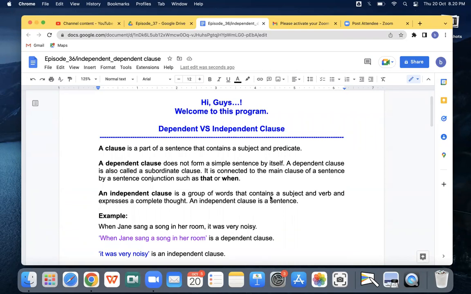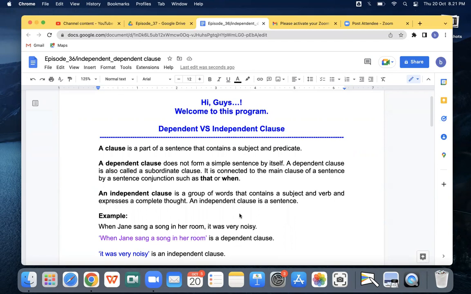Our topic today is dependent versus independent clause. Let's start with a clause. A clause is a part of a sentence that contains a subject and predicate. A dependent clause does not form a simple sentence by itself. A dependent clause is also called a subordinate clause. It is connected to the main clause of a sentence by a sentence conjunction such as that or when.